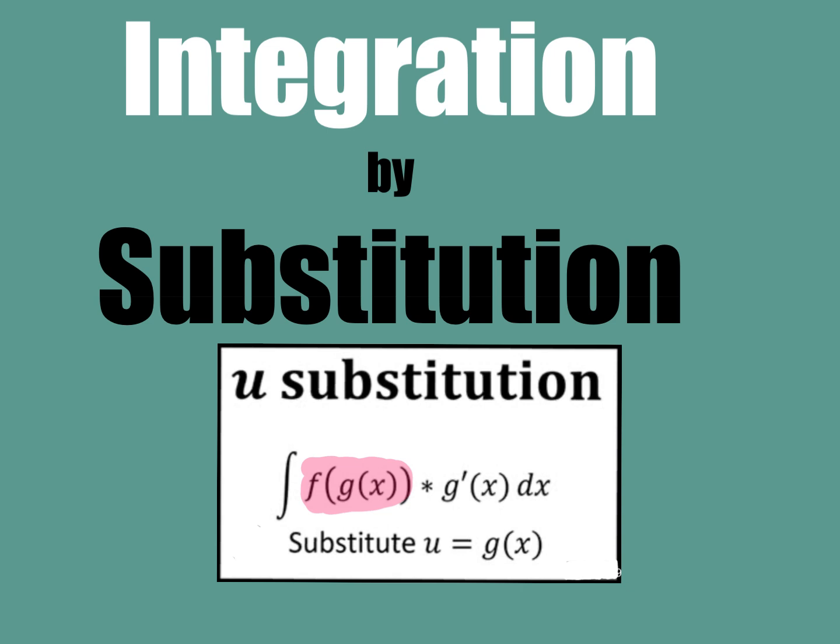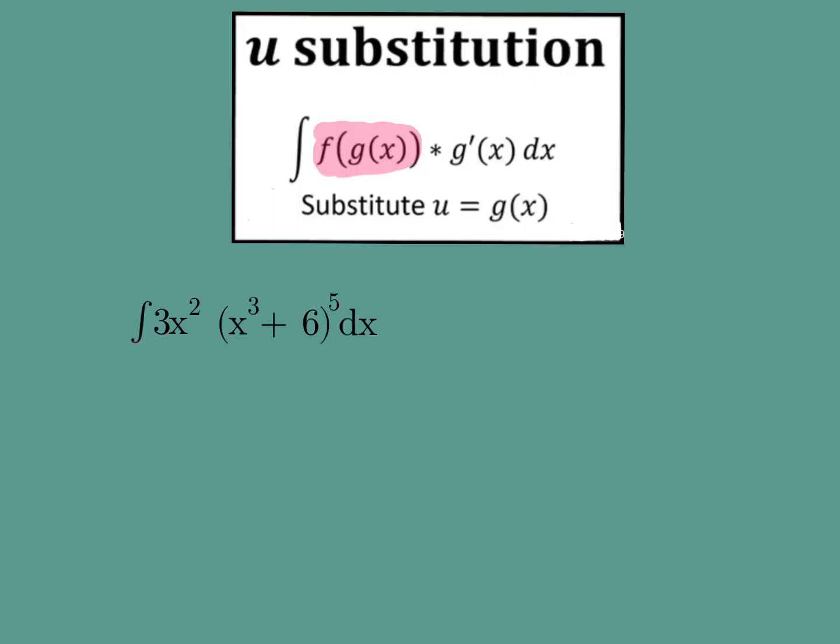So in the first place, you need to identify the composite function. Let me give you an example. You should see that there are actually two functions in here. This is one function and this is another function. But the one underlined yellow is a composite function, because what's inside the brackets in here is a function within that power function. So here we would substitute U to be x cubed plus 6.